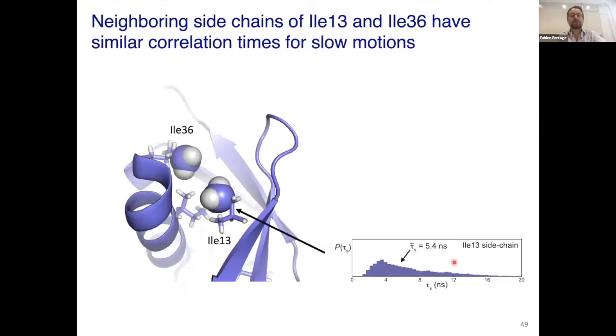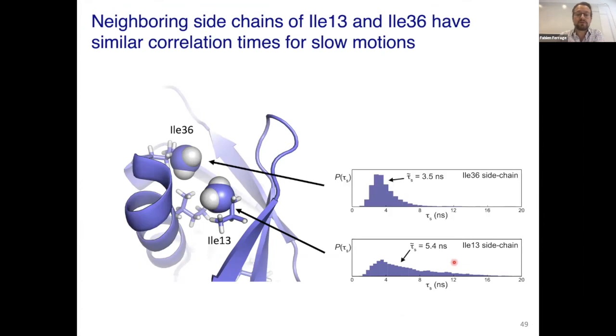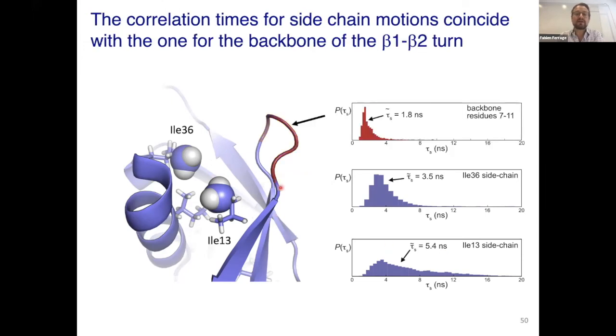So if we look, for instance, in this region of the protein, we see that we have a probability distribution for this slow component of the motion that overlaps quite well between these two sidechains that are very nearby. And actually, it's not that far from the probability distribution also for slow motions for this beta-1, beta-2 turn that is also nearby, indicating that maybe there could be some sort of breathing motion that takes place in this area of the protein.